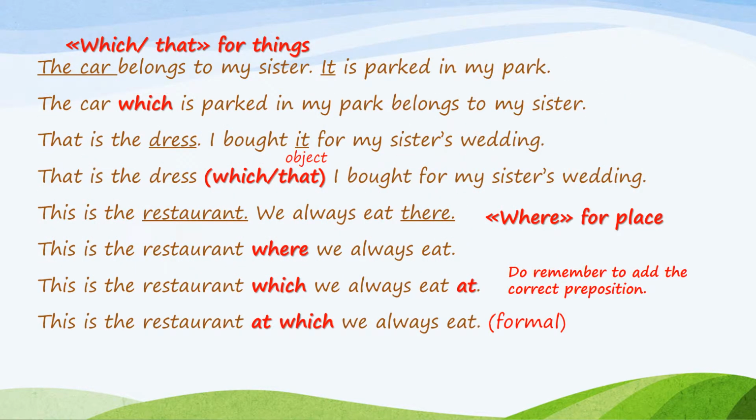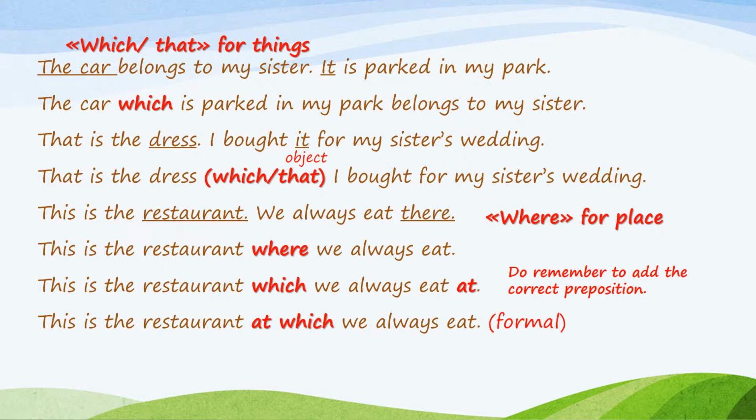And what about which? Look at the examples. The car belongs to my sister. It is parked in my park. The second sentence defines which car you are talking about, so it gives necessary information. The car, which is parked in my park, belongs to my sister.